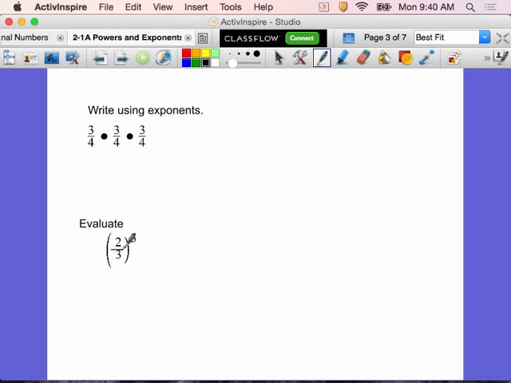So, write using exponents. That means I don't have to evaluate it. I just want to have an exponent in it. So what is being repeated? 3/4 is being repeated. And if you put 3 to the 3rd power, or 3/4 to the 3rd power like that, you are wrong. That would be telling me that the base is only the 3. So therefore, that would be incorrect.